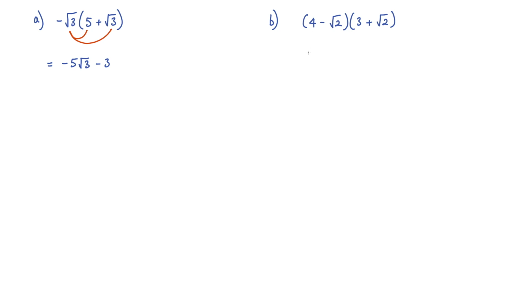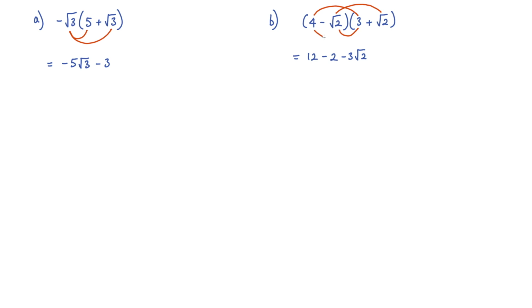On to b. Okay, I'm going to expand the brackets. So this is going to be multiplied by this. So the first terms, 4 times 3 is going to be 12. We can then multiply the last terms here. We're going to get a negative, and root 2 times root 2 is just 2. The inner terms here, we're going to get a negative 3 root 2. So negative 3 root 2.